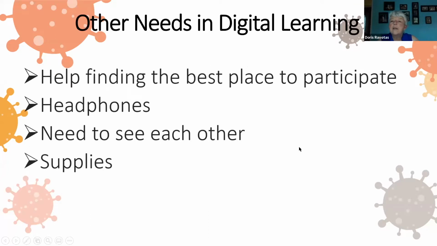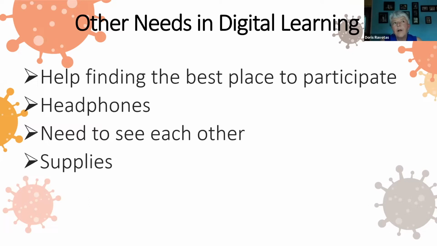Other kinds of needs in digital learning is helping people find the best place to participate in digital learning. So for instance, we had one couple that came on and there were 12 people living in their 2-bedroom apartment, and they had a hard time finding the best place, but they were able to finally find a corner near the bathroom that was further away from both of the bedrooms and the living room, and trying to help people talk that through.